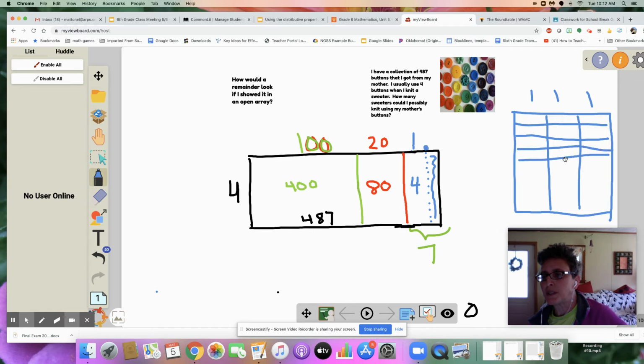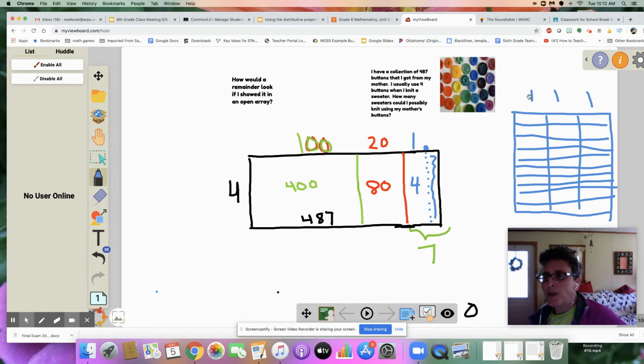Let's see if I can get 10 boxes in here. 1, 2, 3, 4. Make them smaller. 5, 6, 7. That should be 1, 2, 3, 4, 5, 6, 7, 8, 9, 10. And now I can keep making groups of 4.